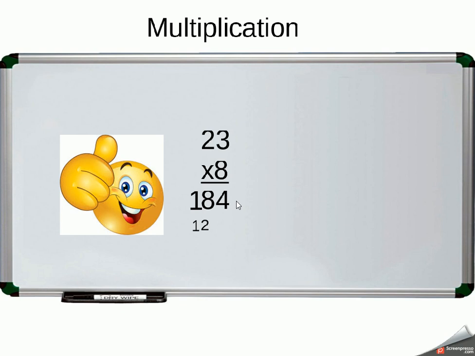So we multiplied the 8 by 3, giving us 24. The 2 went over, the 4 went in the column. We multiplied the 2 by 8, giving us 16. We added the 2 on, making it 18. 8 went under in the column, the 1 went over. And then because we're not multiplying the hundreds column by anything, because there is no hundreds column, we simply add the 1 on, put the 1 up to make it 184.